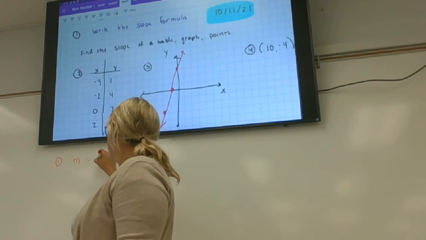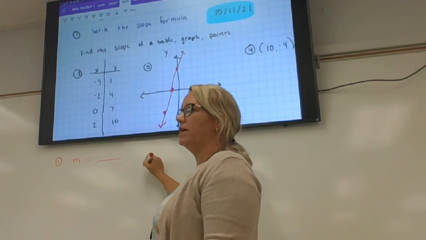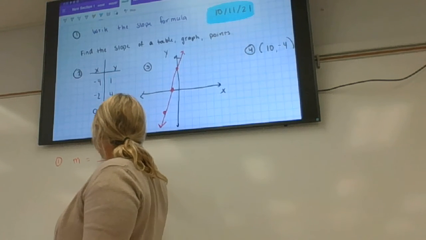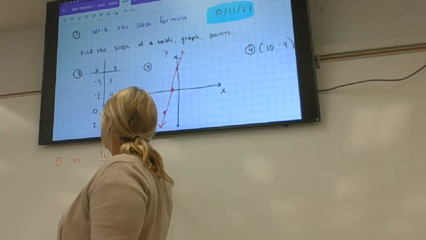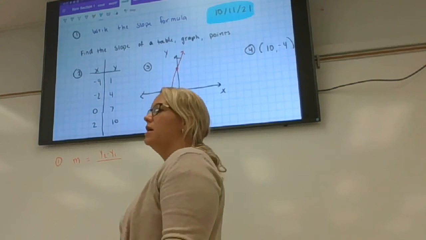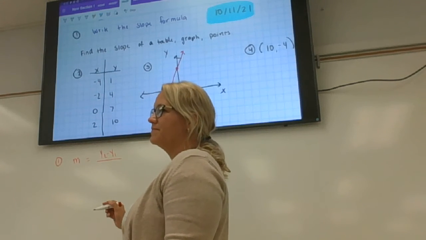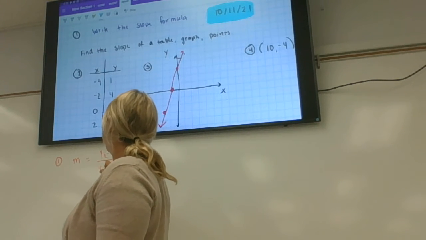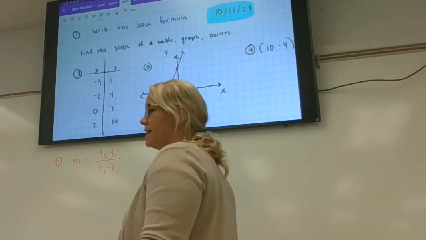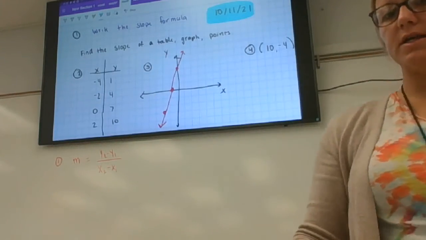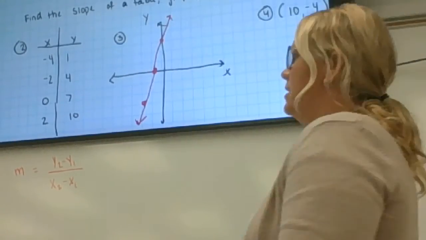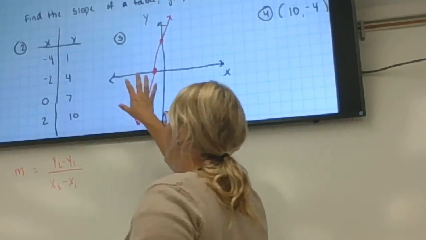And what goes on the top of the slope formula, Aiden? You subtract the y values. We did it with word problems. And then what goes on the bottom, Lauren? Yep, y is on top, x is on bottom, and that'll tell you your rate of change in really any type of data. In a table, in a graph.